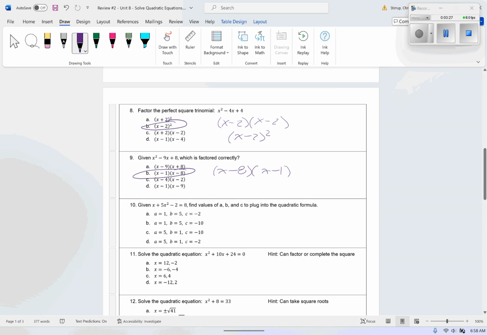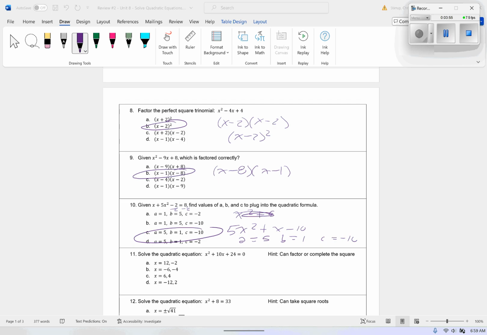All right, so we have this together. We want to find the values of a, b, c. Well, it's not equal to 0, so make sure you go ahead and change the order of it. So 5x squared comes first, plus x. Then I'm going to subtract 8 from both sides up here, and that's going to give me minus 10. So my a value is 5, my b value is 1, my c value is negative 10, and there it is.